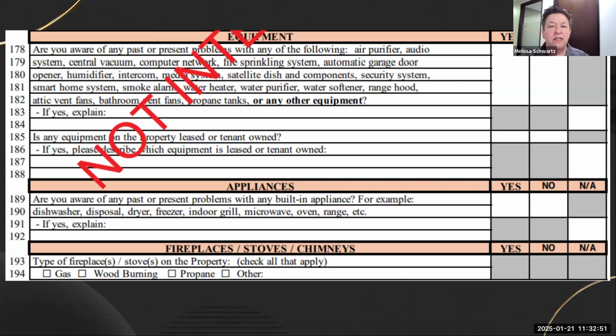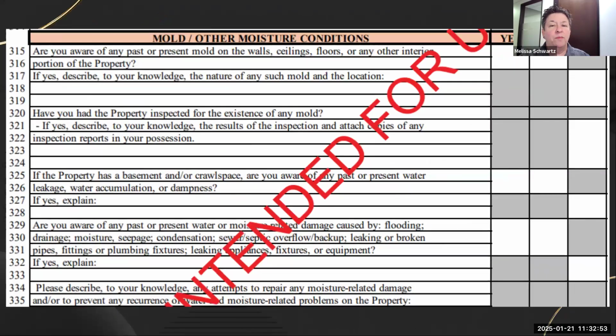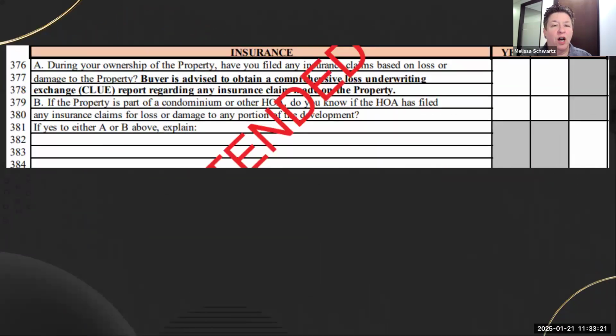Appliances, fireplaces, equipment, mold, other moisture conditions. I don't know that that's on the current seller property disclosure statement. Does anybody want to correct me on that? It is in there? Water damage, yes, but it actually says past or present mold. So I don't recall that actually being detailed. Is it? Okay, he's going to look it up. All right. So those things are on there.